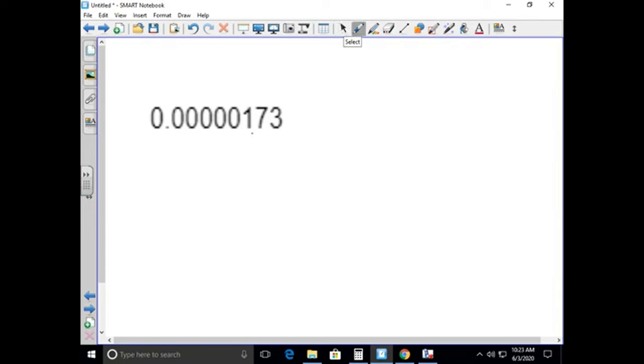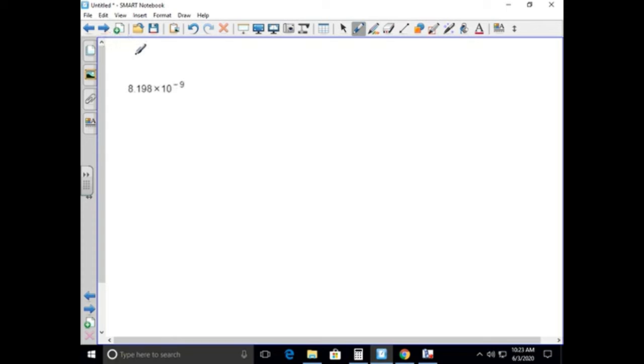Our decimal needs to end up here. So the number in front of the times 10 needs to be 1.73. Notice exactly one digit in front of the decimal that's not a 0. And then it's going to be 10 to a negative power, very tiny quantity. And our exponent is going to be 1, 2, 3, 4, 5, 6, because we moved our decimal 6 places. So that's putting it in scientific notation.